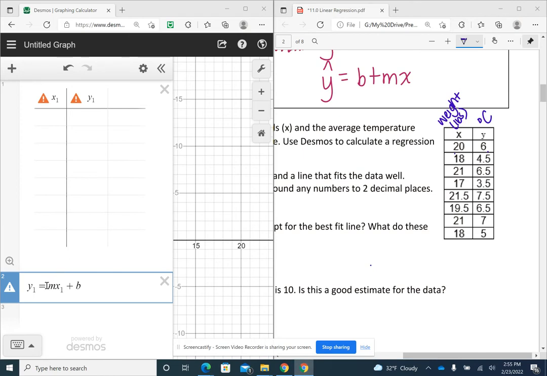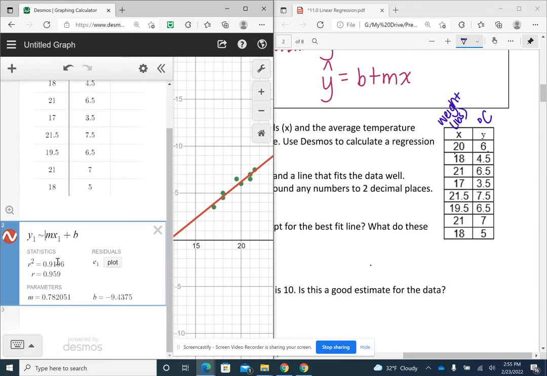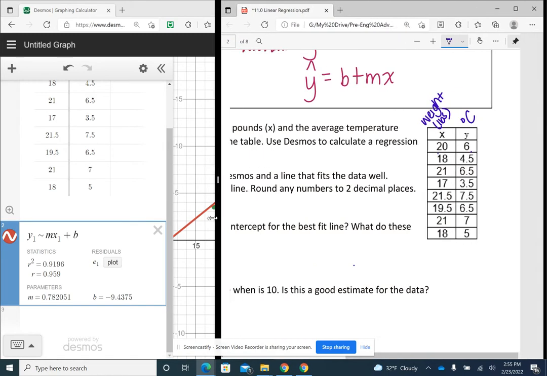Oh, and instead of equals, I need the little tilde accent. You'll notice my regression line gets plotted, and then I'm given parameters. So I see my slope is 0.782, and my y-intercept is negative 9.435. So I will put those on my notes here.